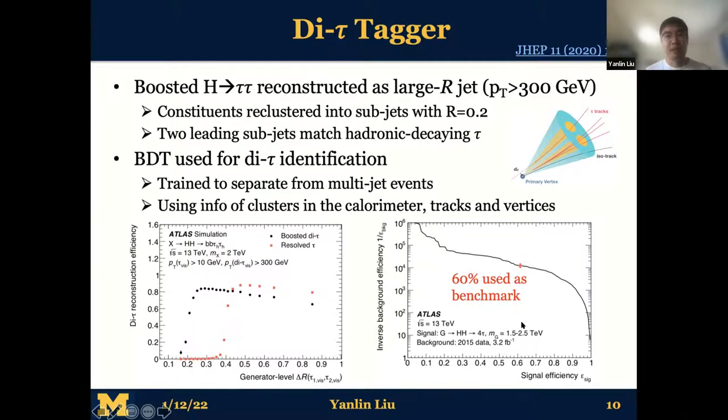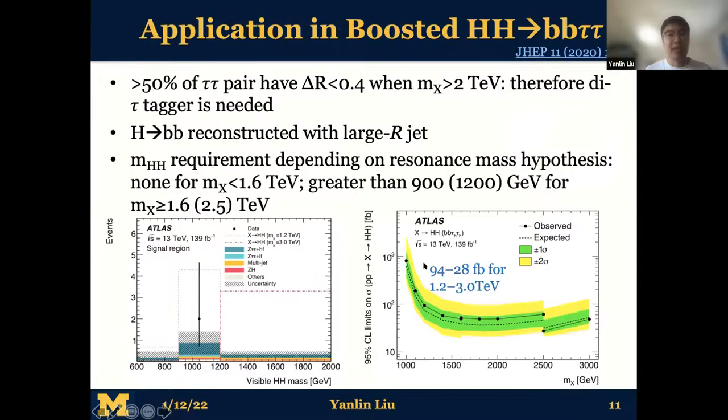Then on slide 11 is the application in the boosted di-Higgs to bb tau tau analysis. So for this analysis, more than half of tau pairs have delta R less than 0.4 for the very high mass region. Therefore, the tau tagger is needed. And also the Higgs decaying to bb is reconstructed with a large object.